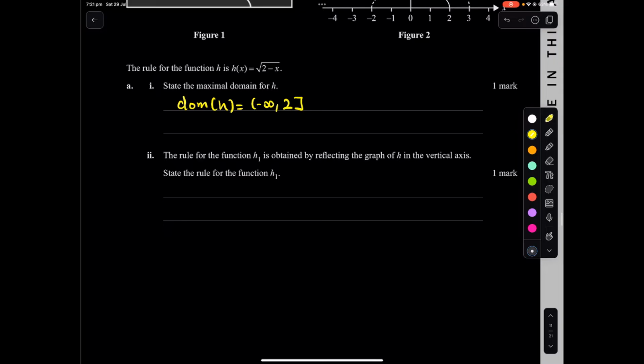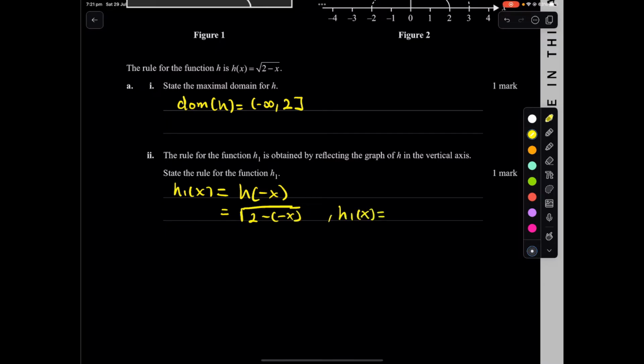Next question. The rule of the function h1 is obtained by reflecting the graph of h in the vertical axis. State the rule. Okay, so what we're saying is that to get h1 of x, we've just said h of minus x, that's what we've done. So we've reflected on the vertical axis, which would equal the square root of 2 plus x, therefore your h1 of x is equal to the square root of x plus 2.